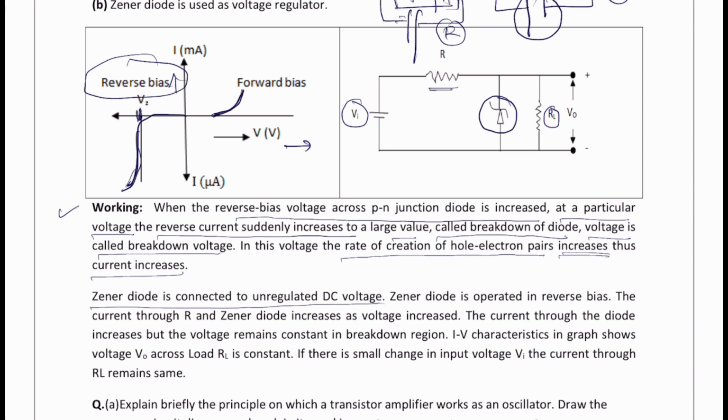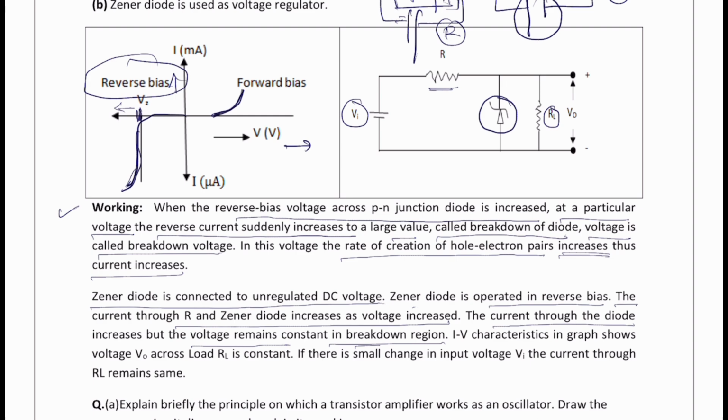Zener diode is operated in a reverse bias condition. This is also correct. The current through R and Zener diode increases as the voltage increased. This is also true. The current through the diode increases, but the voltage remains constant. Okay. The voltage remains constant in the breakdown region. Okay. So at a particular voltage, this avalanche happens because now we are not increasing the voltage, but the current increases, correct? So this happens at a constant voltage.